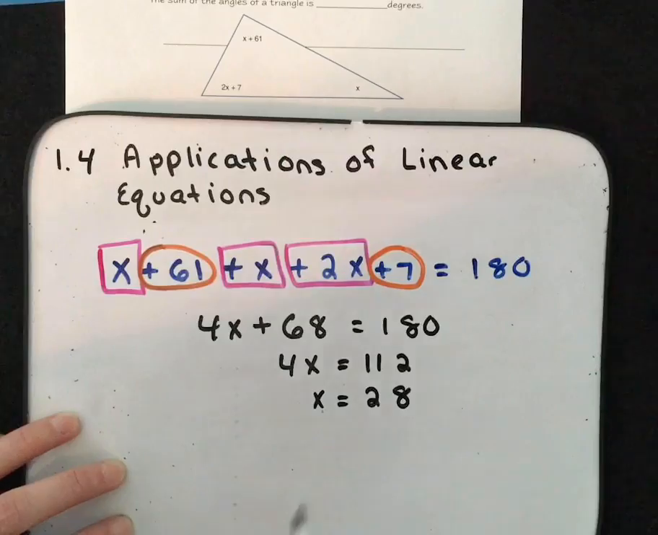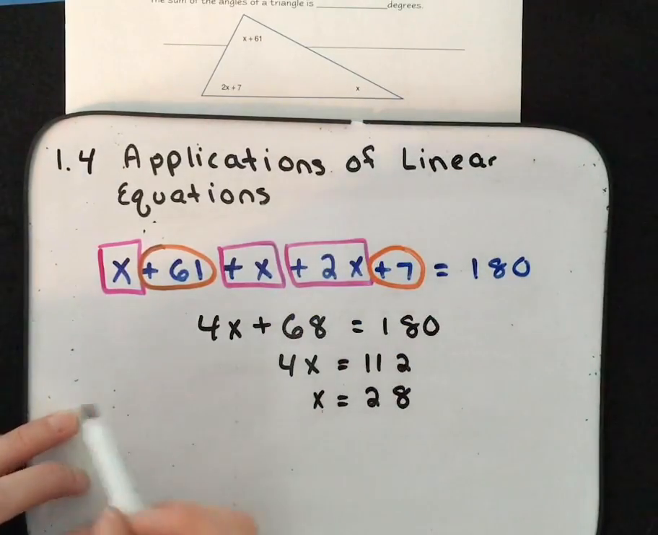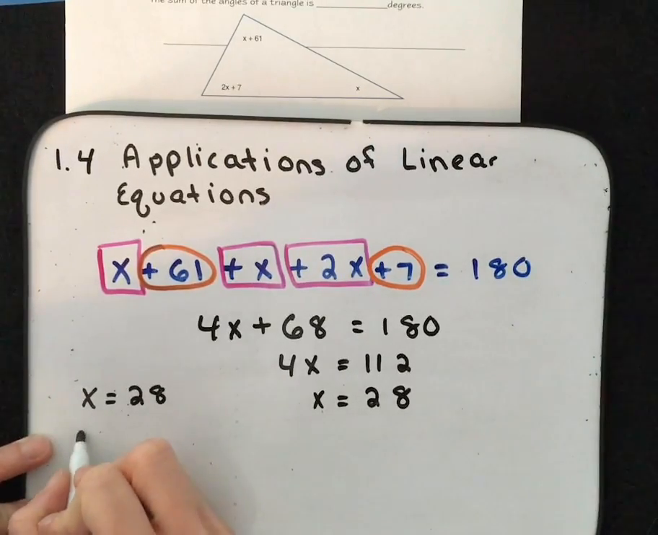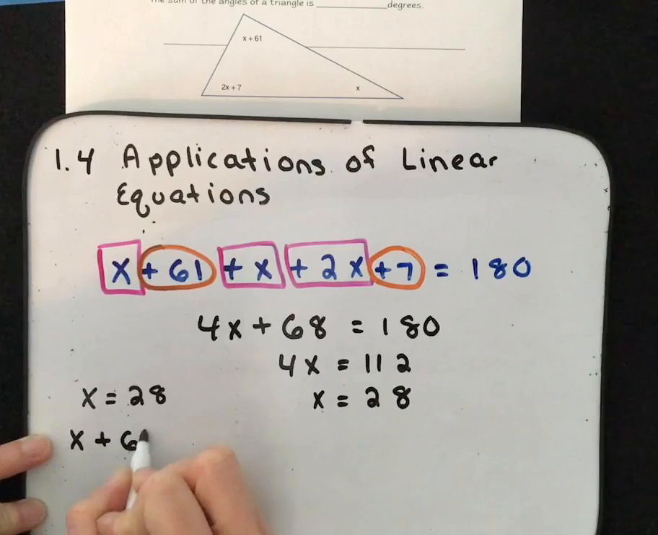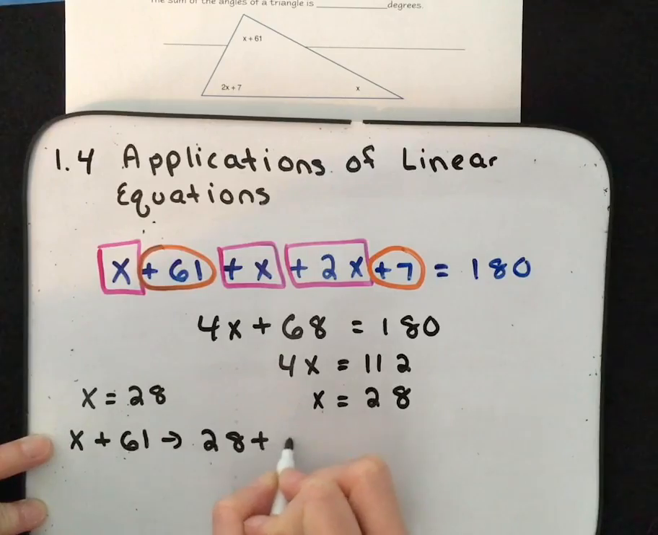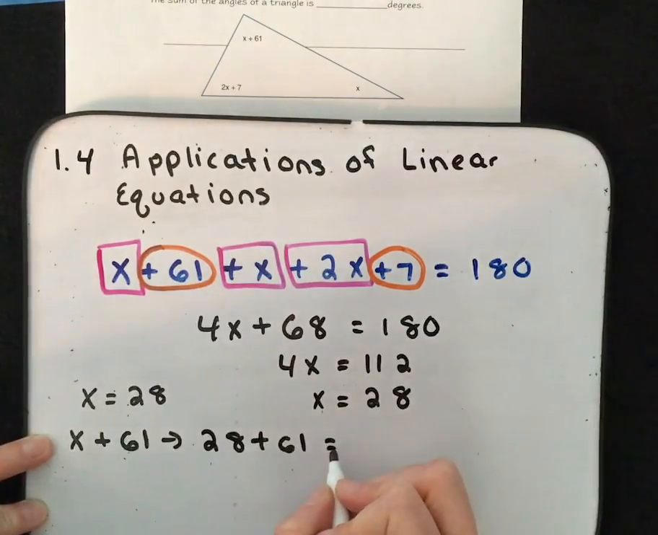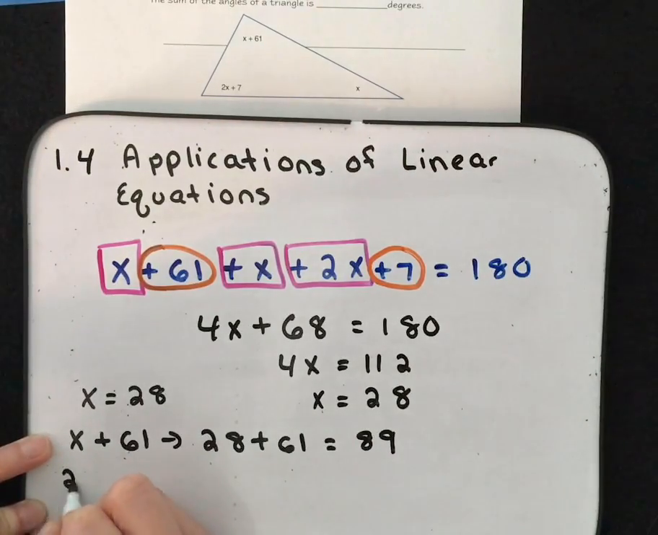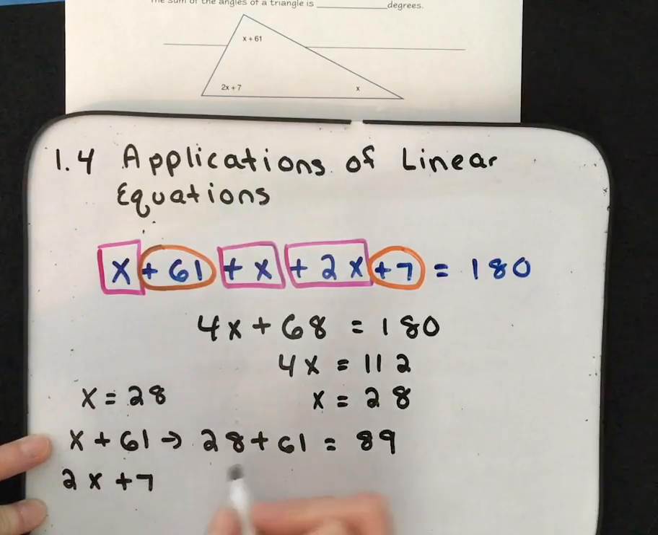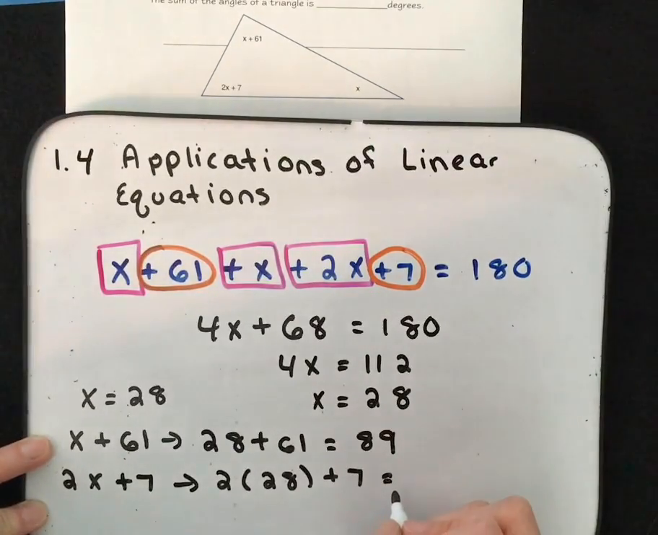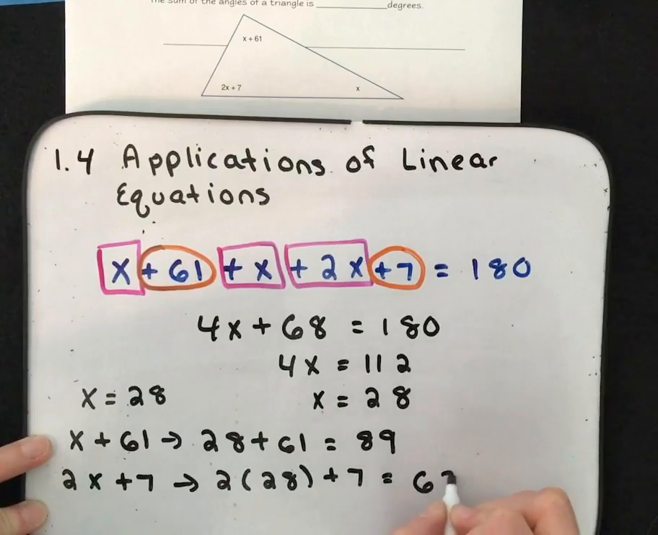So if we do that, well, this one right here, x equals 28. So our first angle is just x equals 28. Our next one is x plus 61. So that's going to look like 28 plus 61. And 28 plus 61 gives us 89. And then we have 2x plus 7. So that's going to look like 2 times 28 plus 7. And 2 times 28 plus 7 gives us 63.